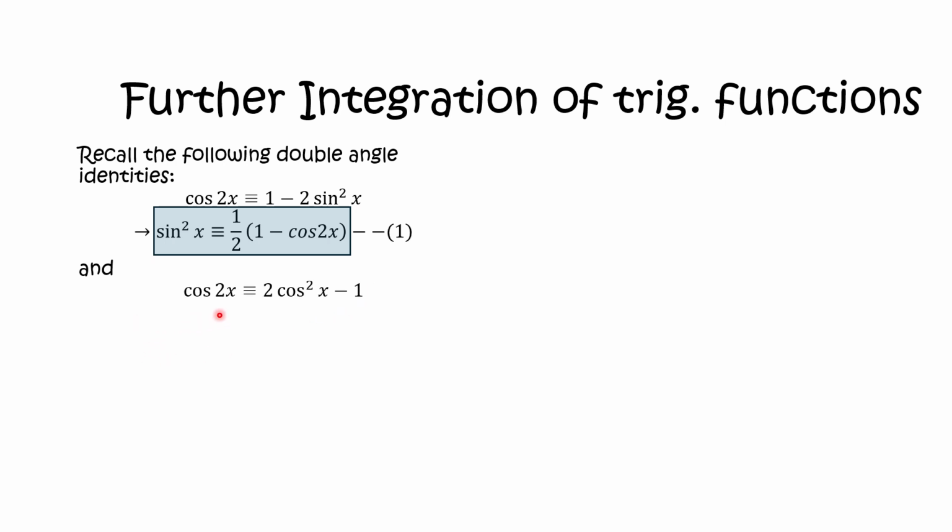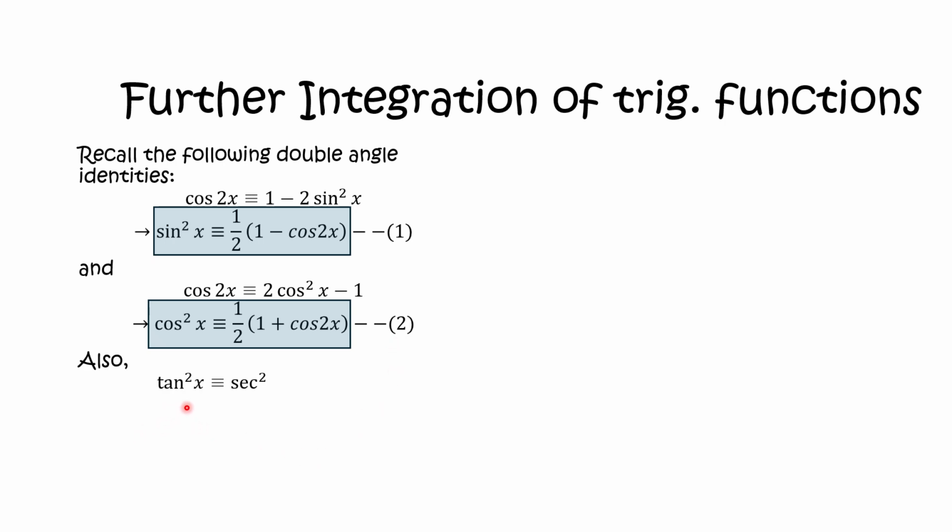Recall, for the same cosine 2x, this is equivalent to 2 times cos squared x minus 1, implying that cos squared x is equivalent to half of 1 plus cosine 2x, and this will be equation 2. And also, tan squared x is equivalent to sec squared x minus 1, and we will label this equation 3. We label these identities because we are going to refer back to them during our problem solving session.